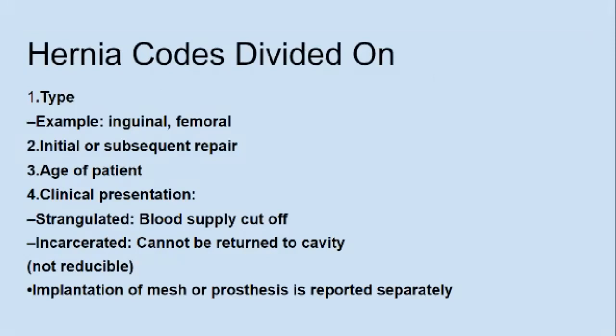So hernia codes are divided on the type. For example, inguinal or femoral, initial or subsequent repair, the age of the patient, clinical presentation, which could be strangulated, blood supply is cut off, or incarcerated, cannot be returned to the cavity, or not reducible. The implantation of mesh or a prosthesis is reported separately.